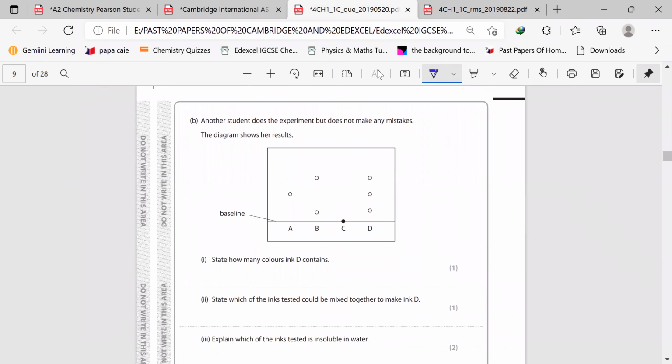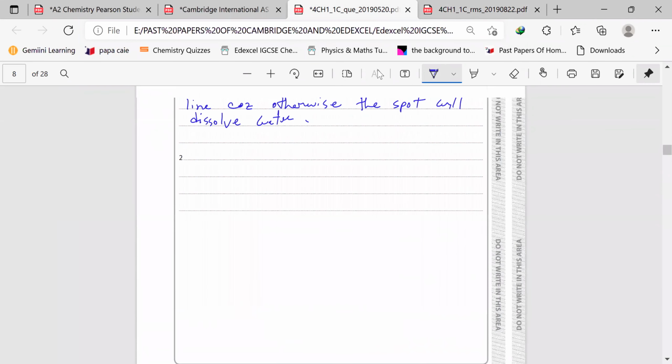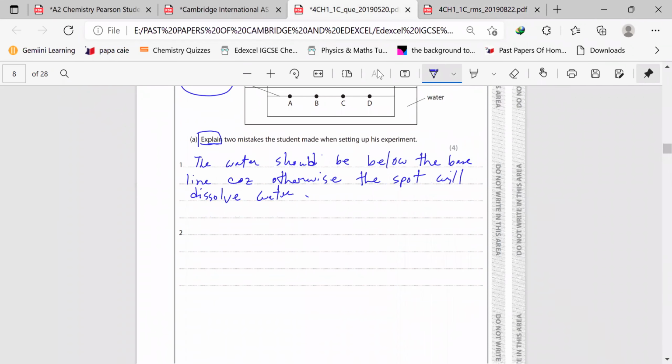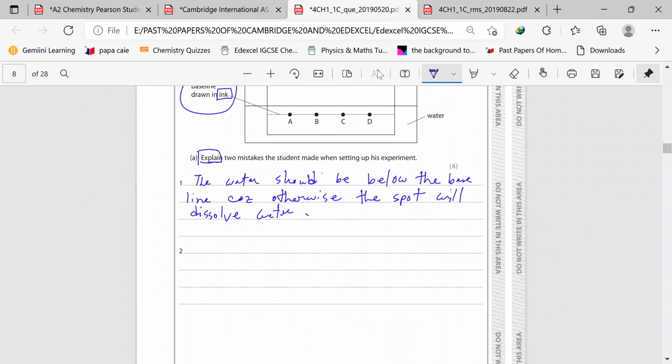Second point, the ink will dissolve, that's why we should use pencil. The ink will interfere, since ink itself has color. Why are we drawing with pencil? Because pencil is just a layer of graphite, so it will not interfere, right?